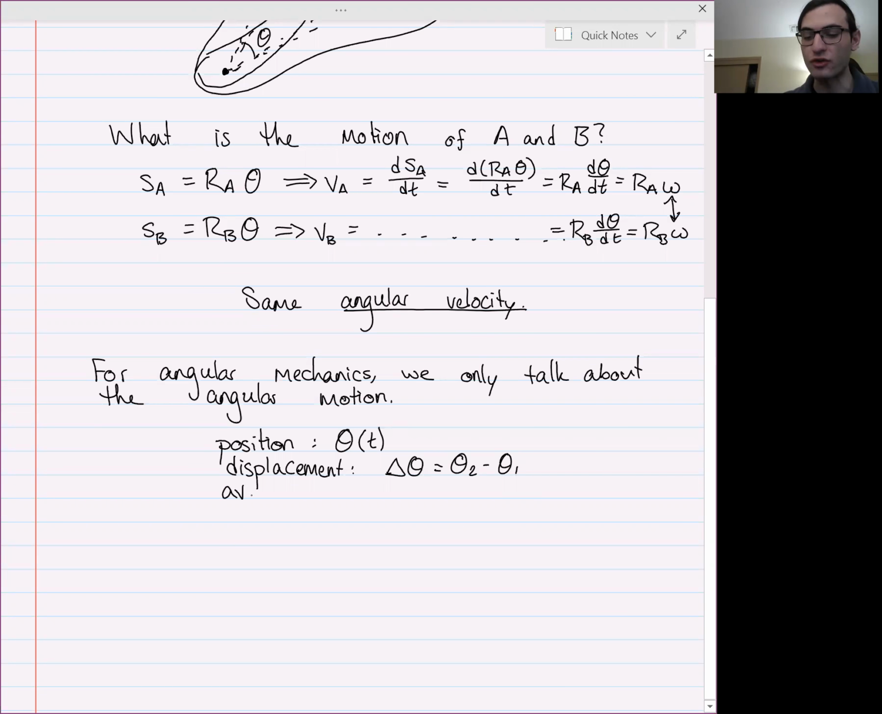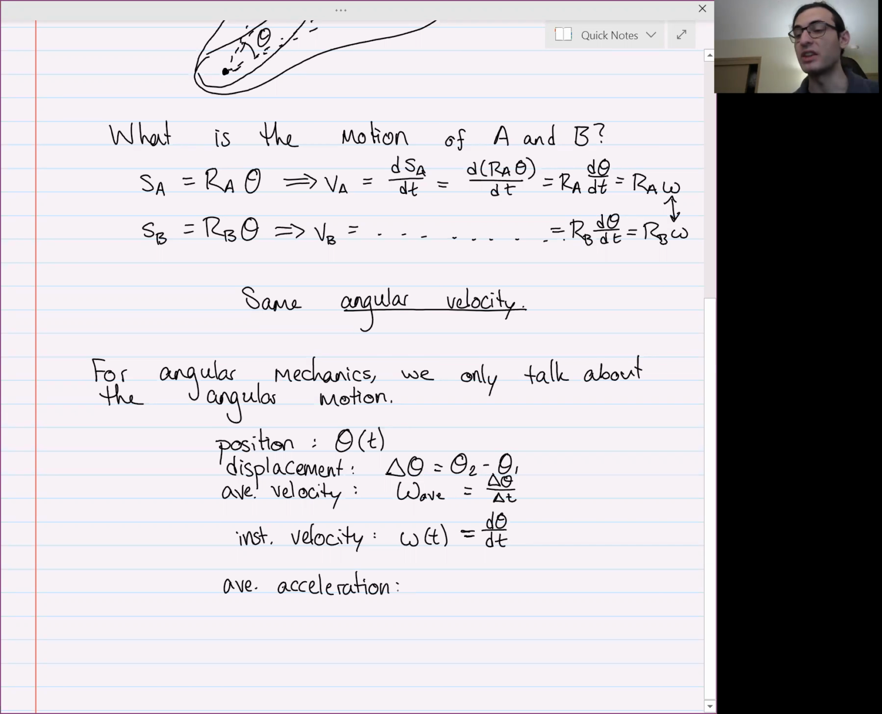We could talk about average angular velocity, put an angular there. That would be omega average, which is just delta theta over delta t. We could talk about the instantaneous angular velocity, which would just be omega of t, which would be the time derivative of the angle, or of the angular position. We could talk about average angular acceleration, rather.